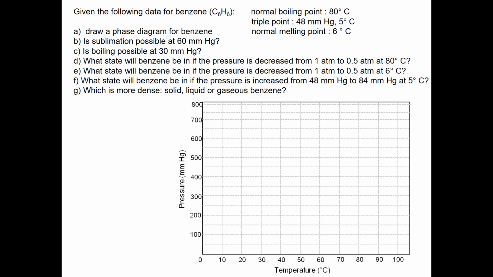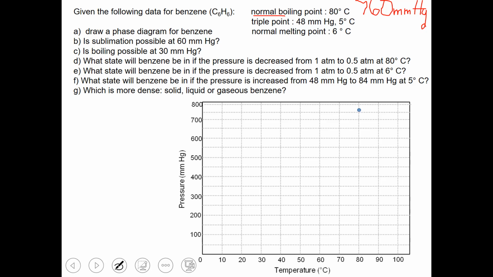In this question, we are going to generate a phase diagram for benzene. Notice how our temperature is on the x-axis and our pressure is on the y-axis, which is typical for a phase diagram. We're given 3 points of interest. The first is the normal boiling point at 80 degrees Celsius. So what we have to recognize is that the normal boiling point is at 760 millimeters of mercury. So I'll put that point on my diagram.